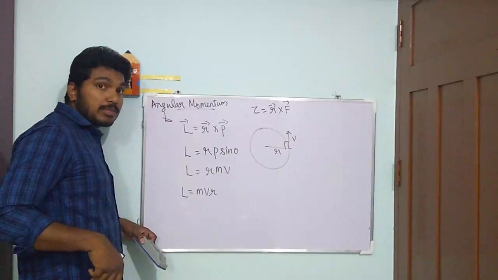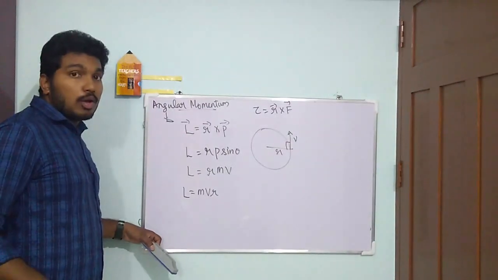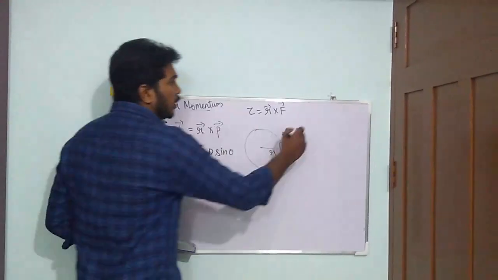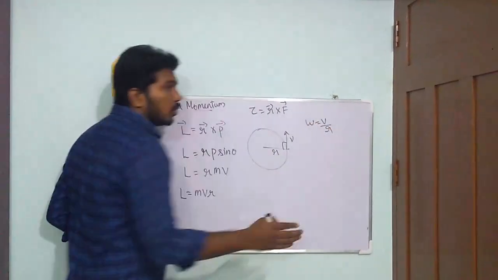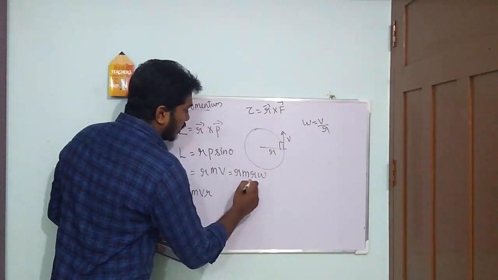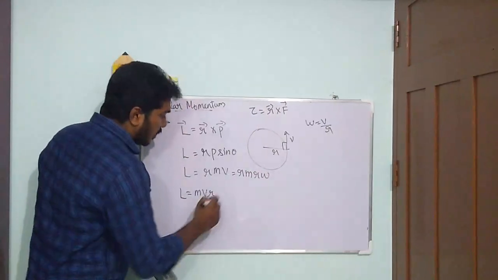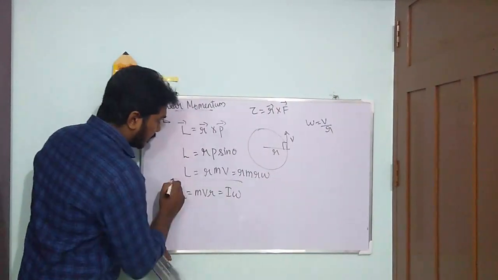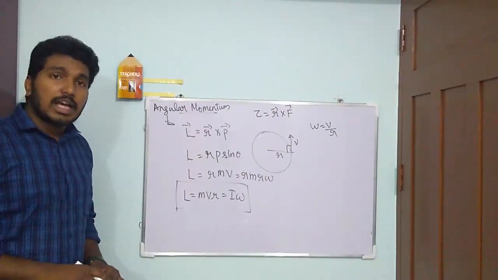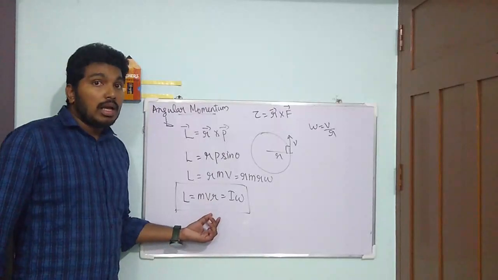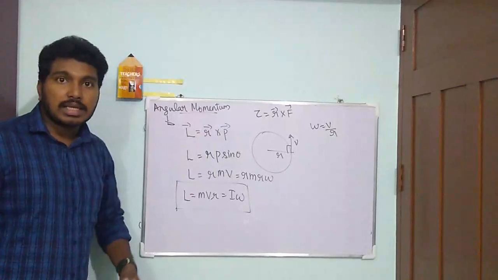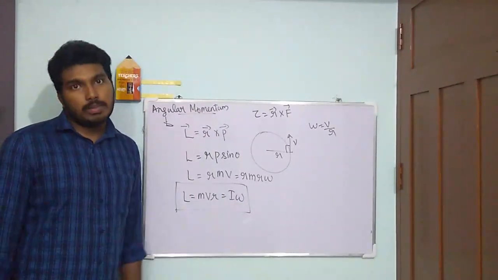And what was V in terms of omega? Omega is equal to V by R. So what is V equal to? R omega. So this is M R into R omega, M R square omega. This is equal to I omega. So for angular momentum of a point mass, you can use this mvr. And if it has a definite shape, like a sphere, a disc, a ring, or something like that, you can use the equation I omega.